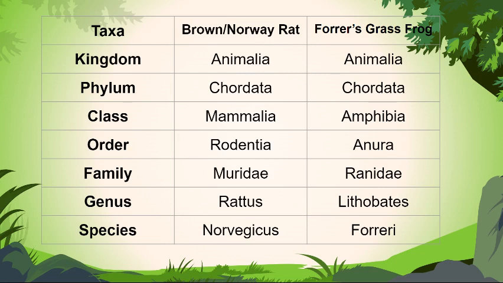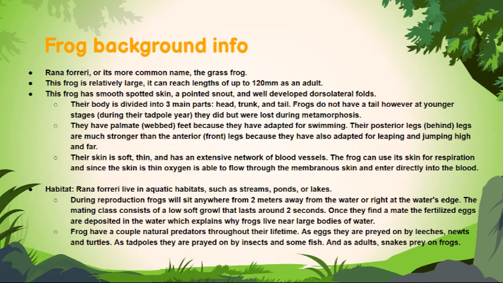Speaking of the frog, we'll start with the frog. Rana ferrari, or Ferrari's grass frog, is relatively large, and can grow up to 120 millimeters as an adult. It has smooth, spotted skin, a pointed snout, and well-developed dorsolateral folds on its sides. The body is divided, like most frogs, into the head, the trunk, and the tail. The tail, however, disappears once they become an adult. Tadpoles will have the tail, but once they become an adult, they'll lose it.